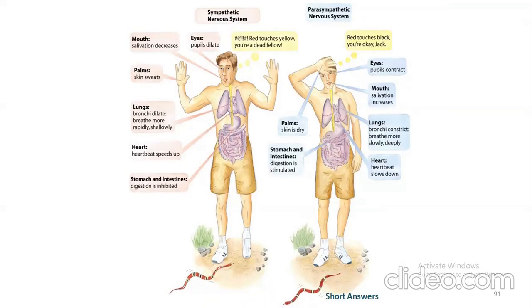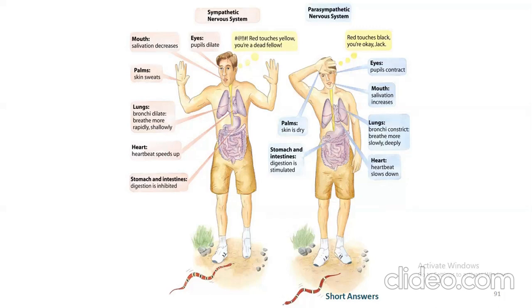Now see, in the sympathetic system, the eyes get dilated, in the mouth salivation decreases, the palm skin gets sweaty, the lungs and bronchi get dilated, breathing is more rapid and shallow. Now the heartbeat speeds up. Now in the stomach and intestine, digestion is inhibited.